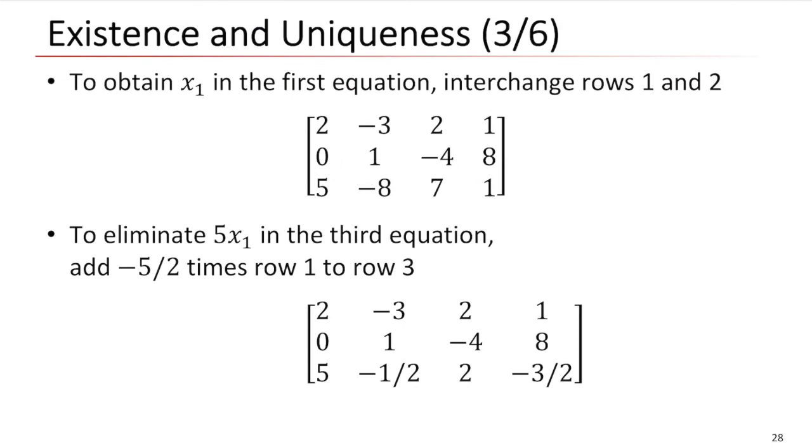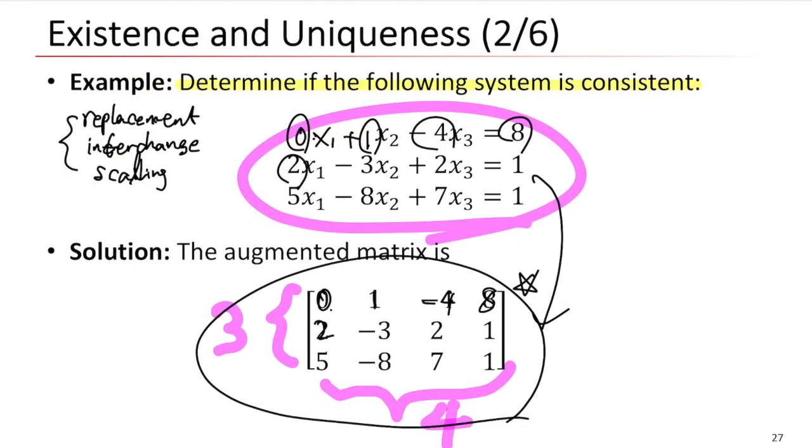Okay, what can we do first? First of all, we should keep the x1 in the first row and eliminate it from the other rows, right? But as you can see, in the top left there are no non-zero values. There is a zero, so we cannot keep the x1 here, right? So first of all, we have to exchange this first row with the second or third row, okay?